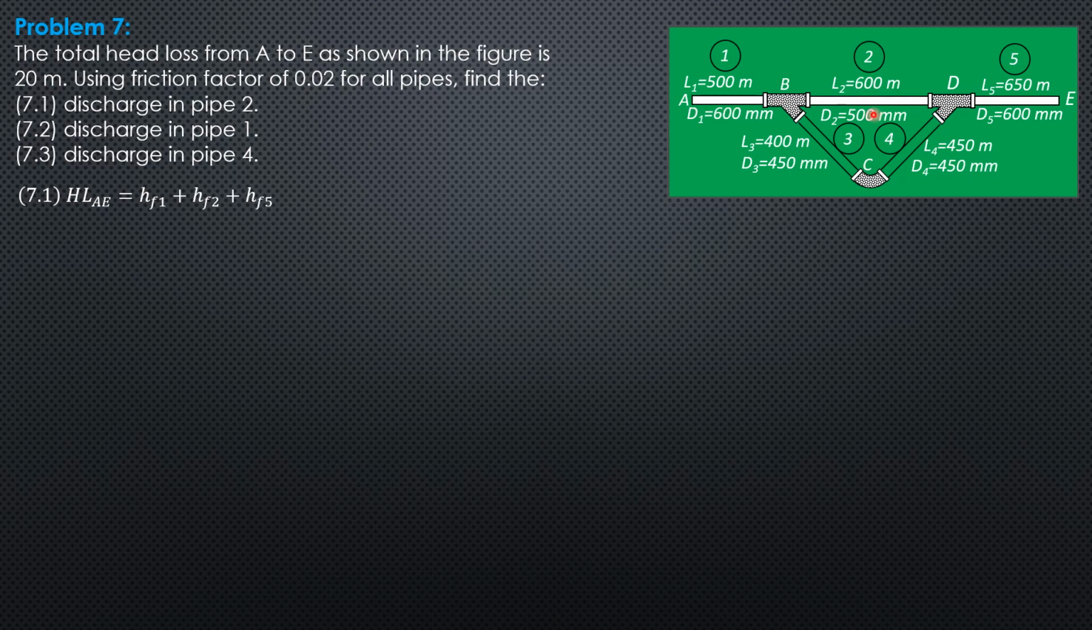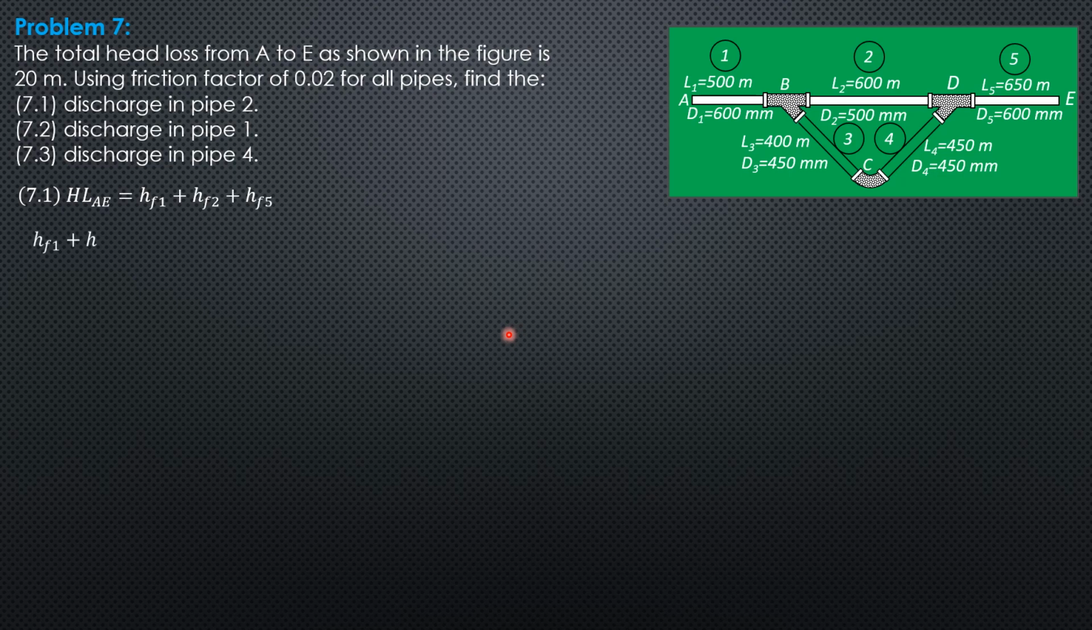Then knowing that Q1 and Q5 are Q, and Q2 is in terms of Q, we can compute Q from this equation here because this is 20. Then after that, everything can be determined.